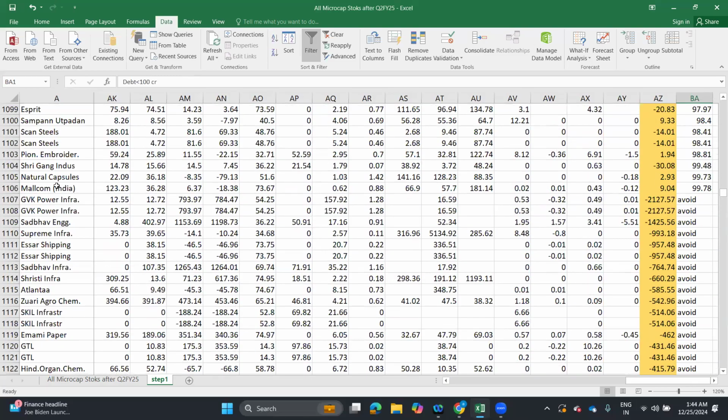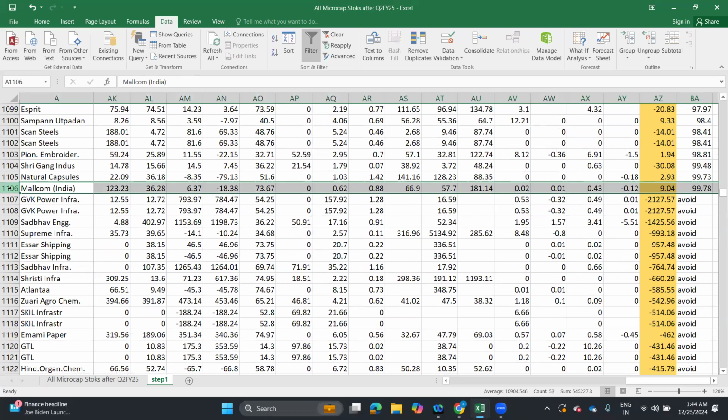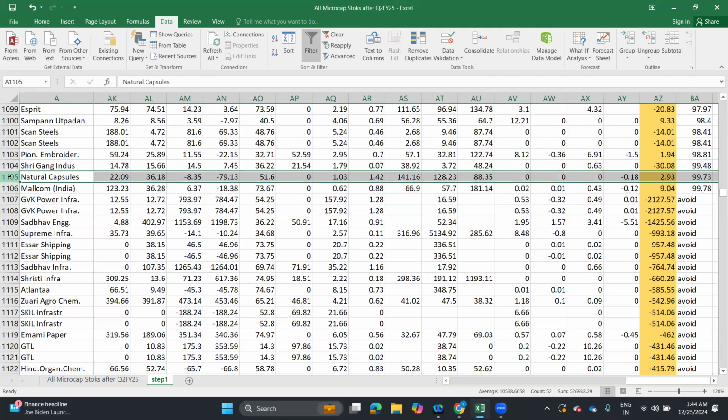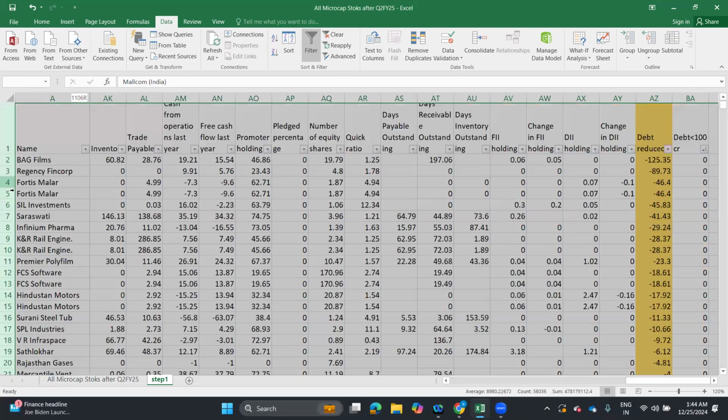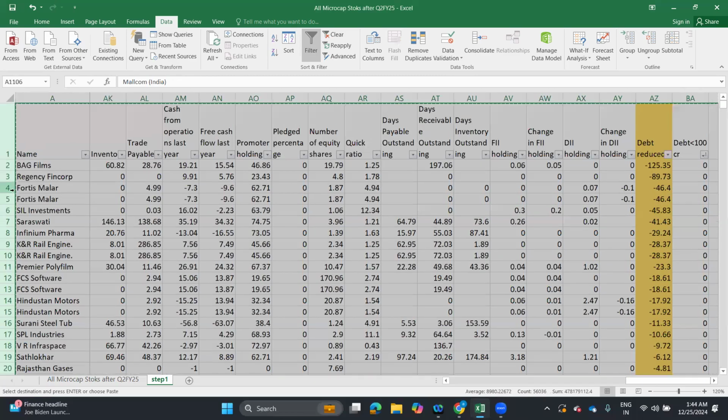So up to this one, the debt is less than 100 crore. Malcolm has reduced debt by 9 crore. Natural Capsules has reduced debt by 2.9 crore, and total debt is less than 100 CR. Right. So we can take this particular list to a different sheet altogether.